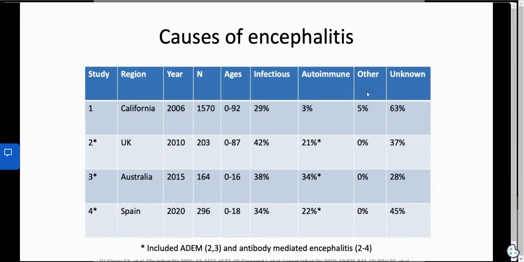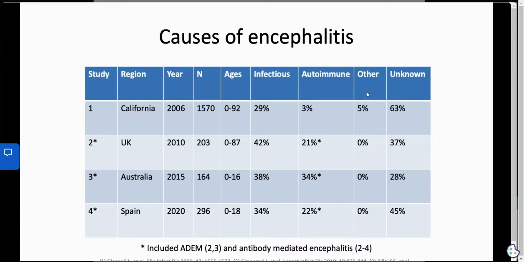As we look more closely, and one of the objectives of this talk is to know the causes of encephalitis in the pediatric population, this slide here shows 4 different major case series spanning from 2006 to 2020, showing the various causes of encephalitis, both in adults and children, in the first 2 studies and in pediatric population, specifically in the second 2 studies.